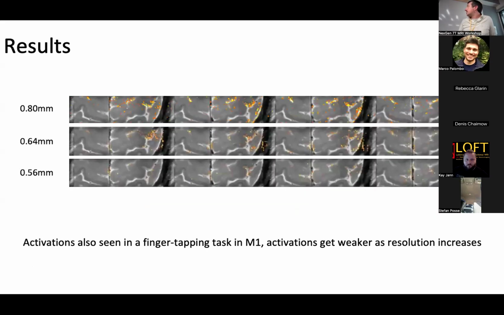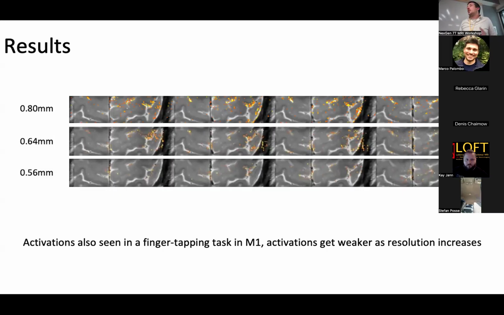And we also collected some activations in M1, and we're still able to see activation in the finger tapping task, although the activation does reduce as you go to the higher resolutions. And so this is an exciting sequence that could potentially be used for layer fMRI, and we were very happy to collaborate with Suhyung on it, and we're excited to see if there's any further work that can be done with it. Thank you.